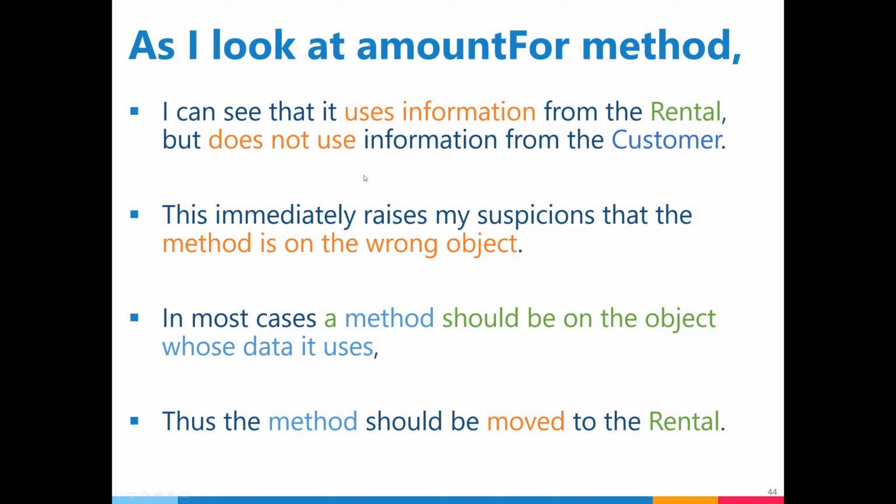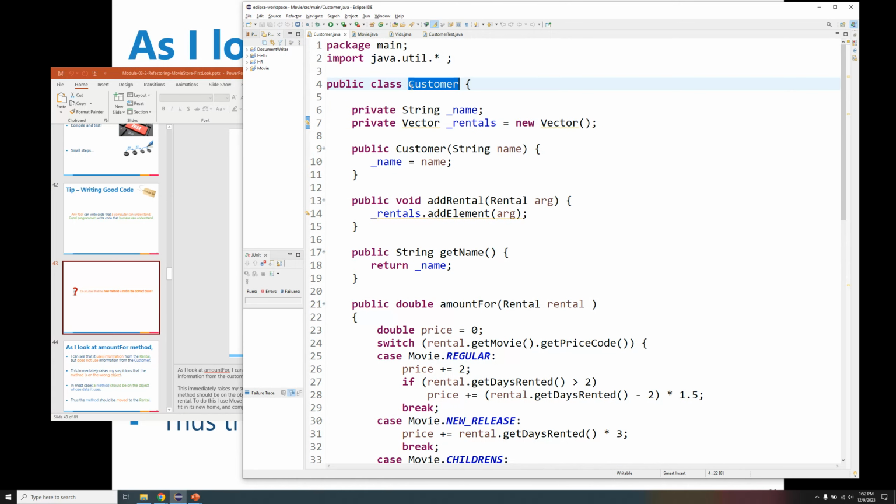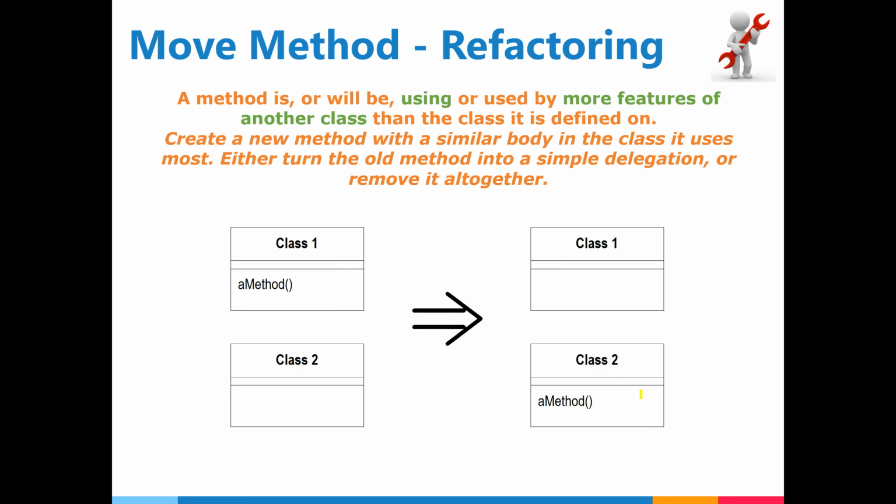We can see that it uses information from the rental but does not use information from the customer, right? That's true. Customer doesn't use the rental. This immediately raises my suspicion that the method is on the wrong object. In most cases, a method should be on the object whose data it uses. That is important. But this is in most cases, because there is no single truth. Always there's something better you can do to improve the code. There is no best solution. Thus the method should be moved to the rental. So it looks like we agreed.